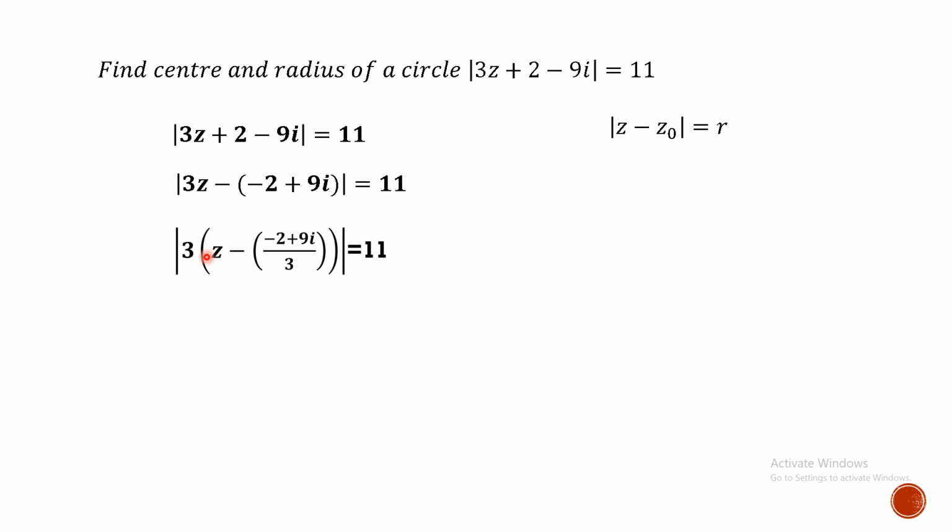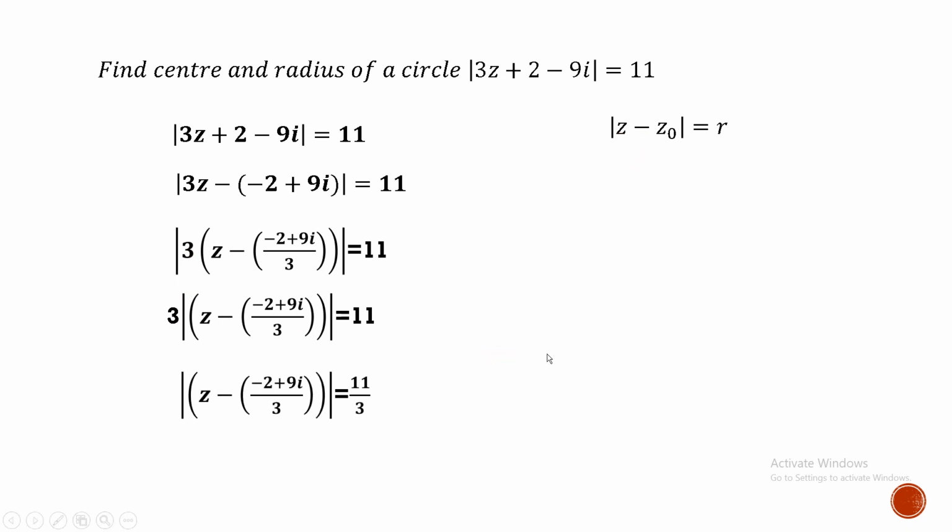Now if you see, it is somewhat in this format. Anyhow, we should not keep this 3 out this side. Let us take 3 outside. So if you take 3 outside the modulus, you'll get the same 3. As I told you, whenever we take a number outside a modulus, that number will come out with positive sign. So this is already positive, so we are getting the same positive. Right. Now it is exactly in this format. Right. So that is equal to 11 by 3.